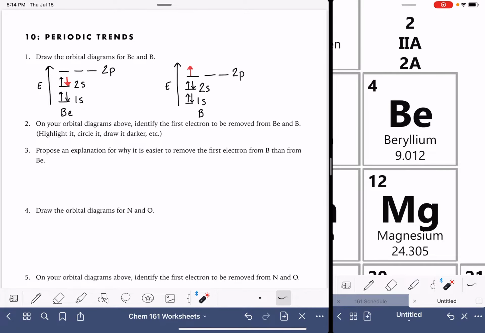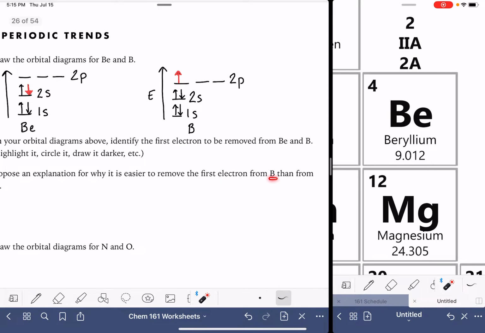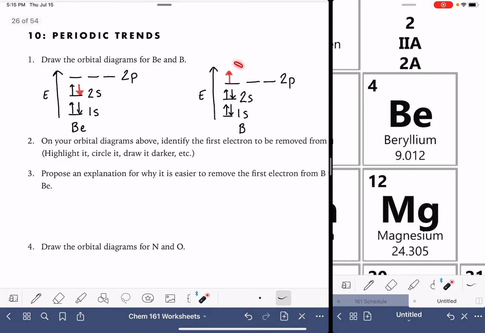So when the electrons are being removed from beryllium or boron, it tells us that the first electron to be removed from boron, this one right here, is actually a lot easier to remove than the first electron from beryllium, and we're supposed to come up with an explanation about why.